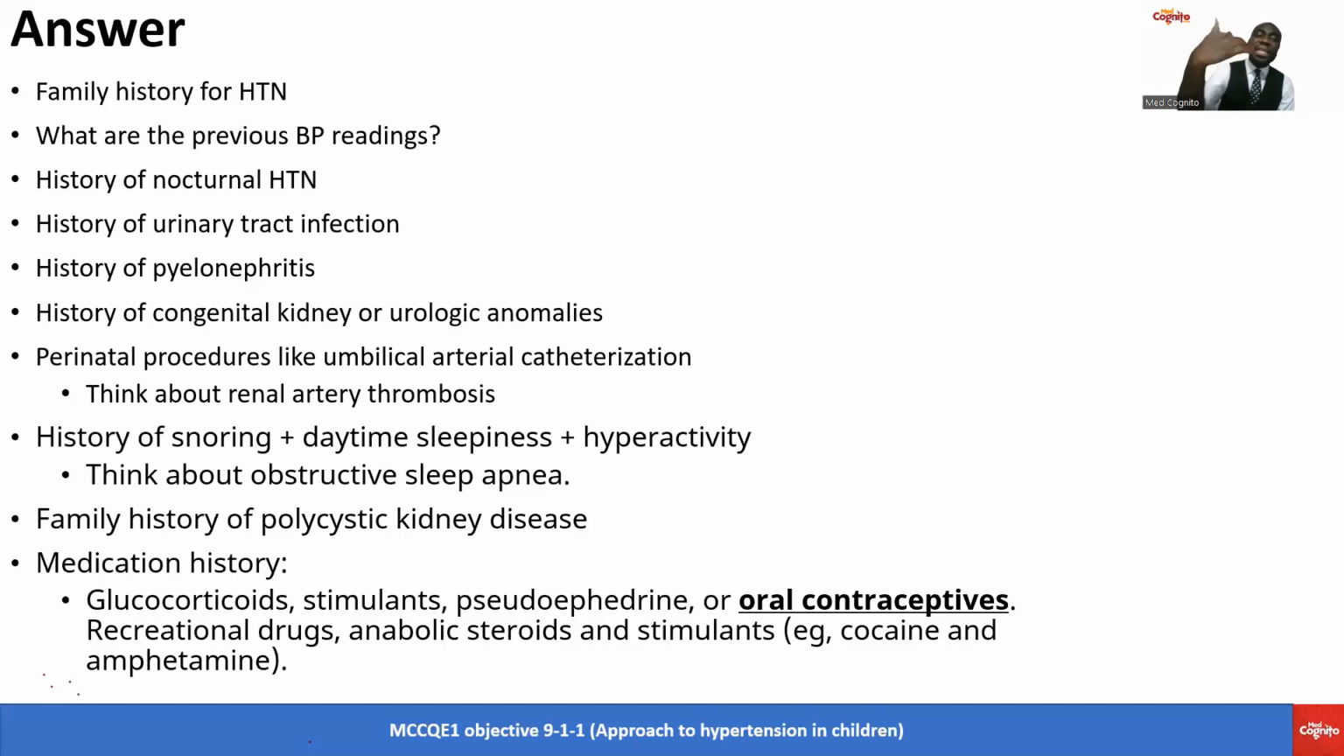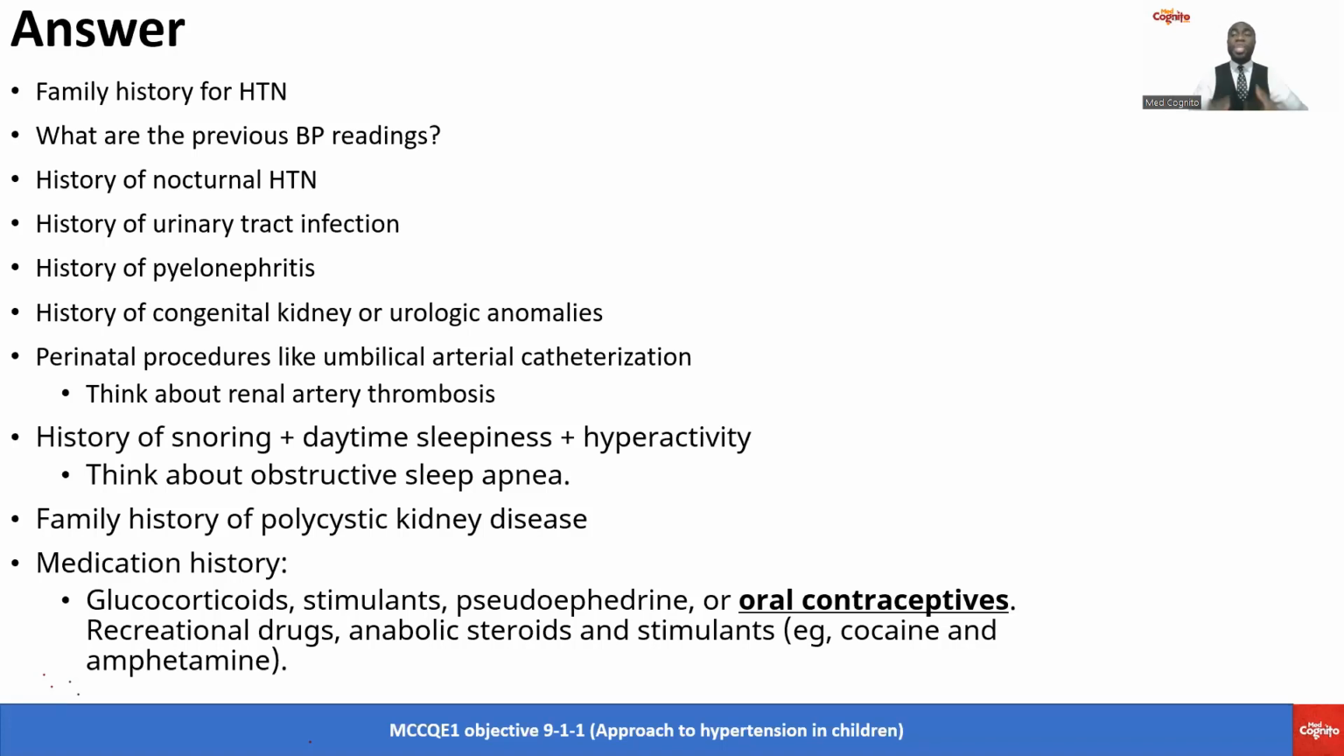Has the child been given any steroids, any stimulants? Maybe the child has ADHD and has been given an amphetamine or something, ephedrine. Well, oral contraceptive pill, I will hold on, especially with a 6-year-old child. But if the child was 13, then I'll bring oral contraceptive pill first. Any recreational drugs are less likely in a 6-year-old, more likely in a 16-year-old. Anabolic steroids, stimulants like cocaine and amphetamine are more likely in a 16-year-old child.